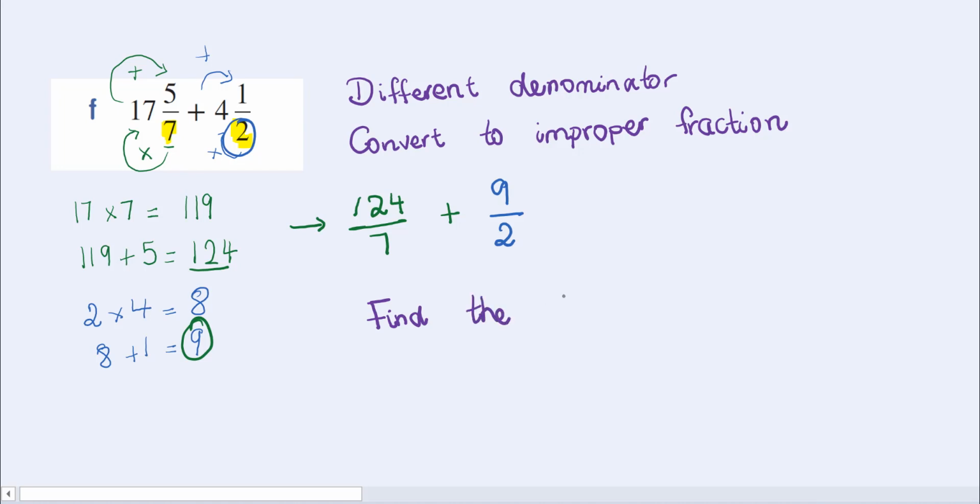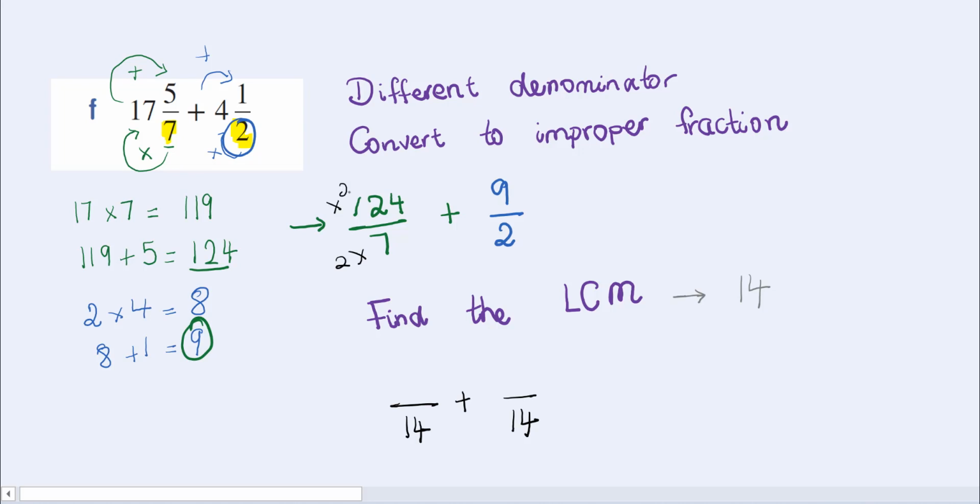Now once you have done that, you need to find your lowest common multiple for your denominators. So for the numbers 7 and 2, the lowest common multiple in this case is going to be 14. So I found my lowest common multiple for my denominator. So I can put my lowest common multiple at the bottom. So you've got those two fractions with 14 at the bottom.